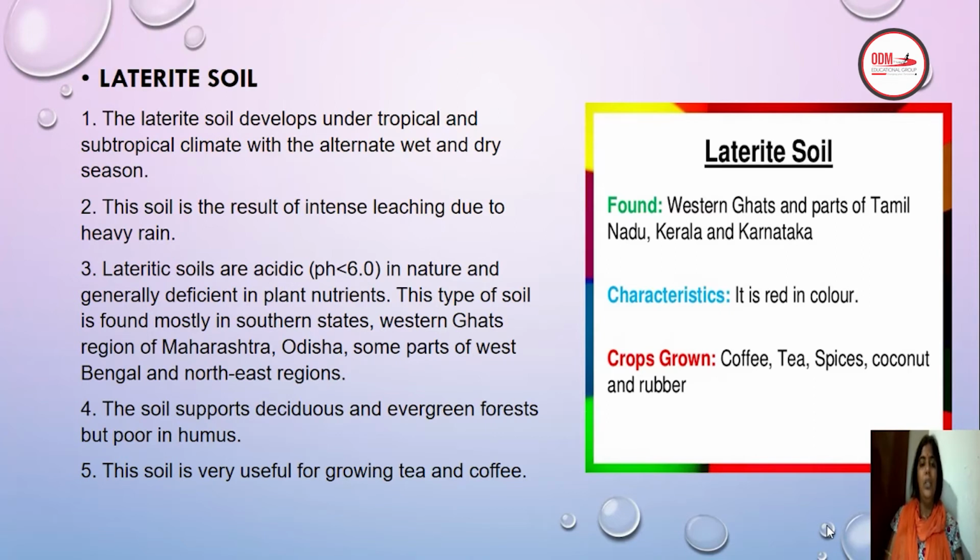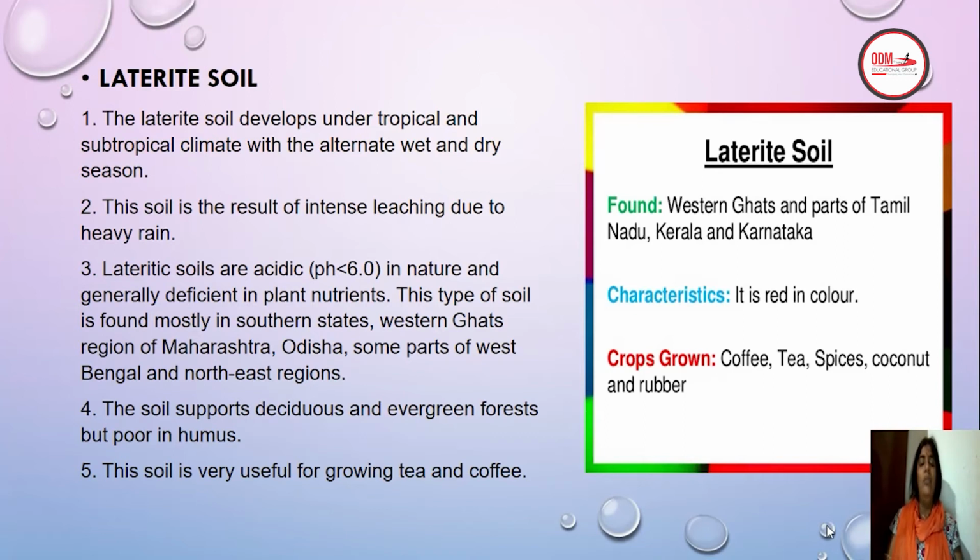This type of soil is found mostly in the southern states, Western Ghats, regions of Maharashtra, Odisha, some parts of West Bengal and northeast regions. The soil supports deciduous and evergreen forest and it has very poor humus. This soil is very useful for growing tea and coffee.